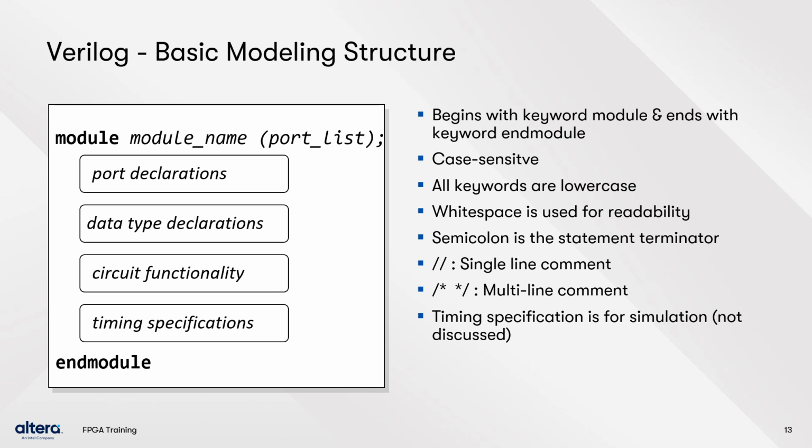A Verilog HDL model is encapsulated by the keywords module and endmodule, and it is comprised of several main parts. First is the port list, which is specified with the module declaration. Next, the ports are defined. Then, variables and nets to be used in the model are declared in the data type declarations. After that comes the code that defines the circuit functionality. And finally, if applicable, timing specifications are made for simulation environments. We will examine the various parts of a Verilog model throughout this training.